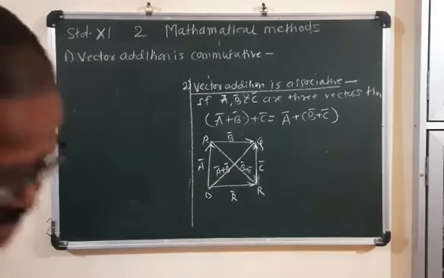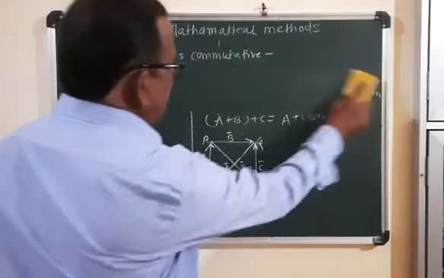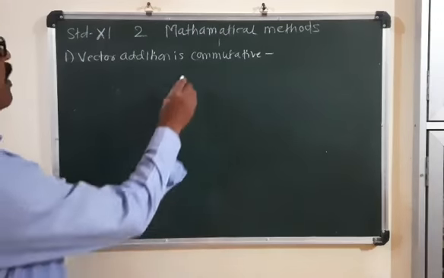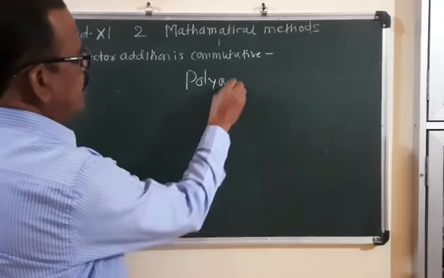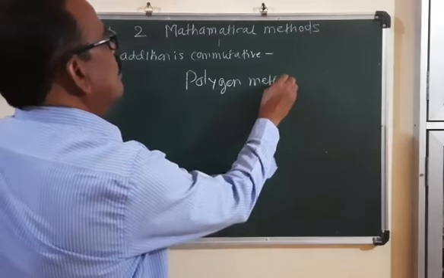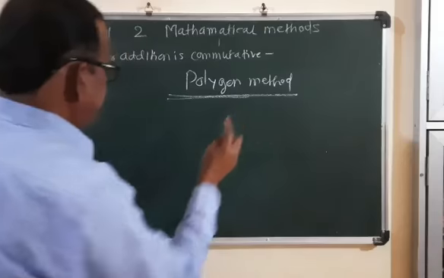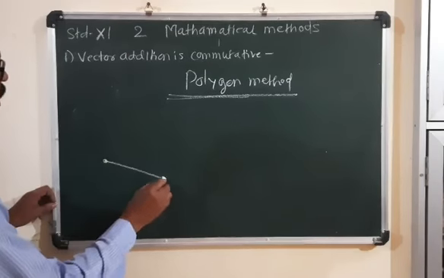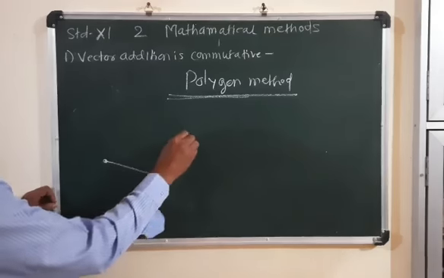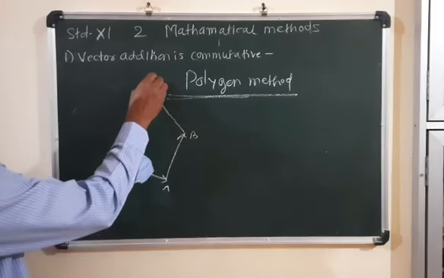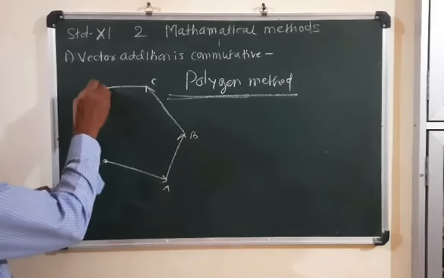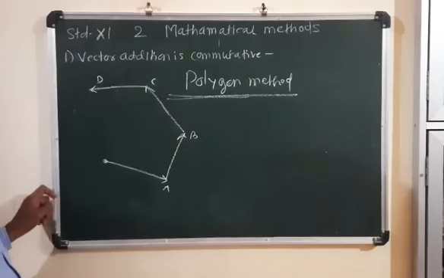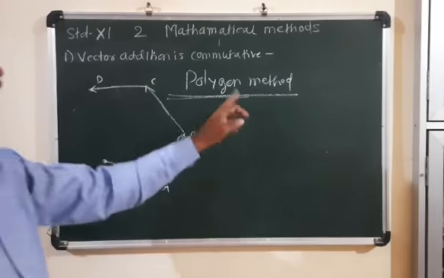The next point is vector addition by the polygon method. How to add the vectors? A number of vectors can be added by the polygon method. We have to explain the idea using a diagram. Consider a number of vectors OA, AB, BC, CD. These are the four vectors that can be added by the polygon method.